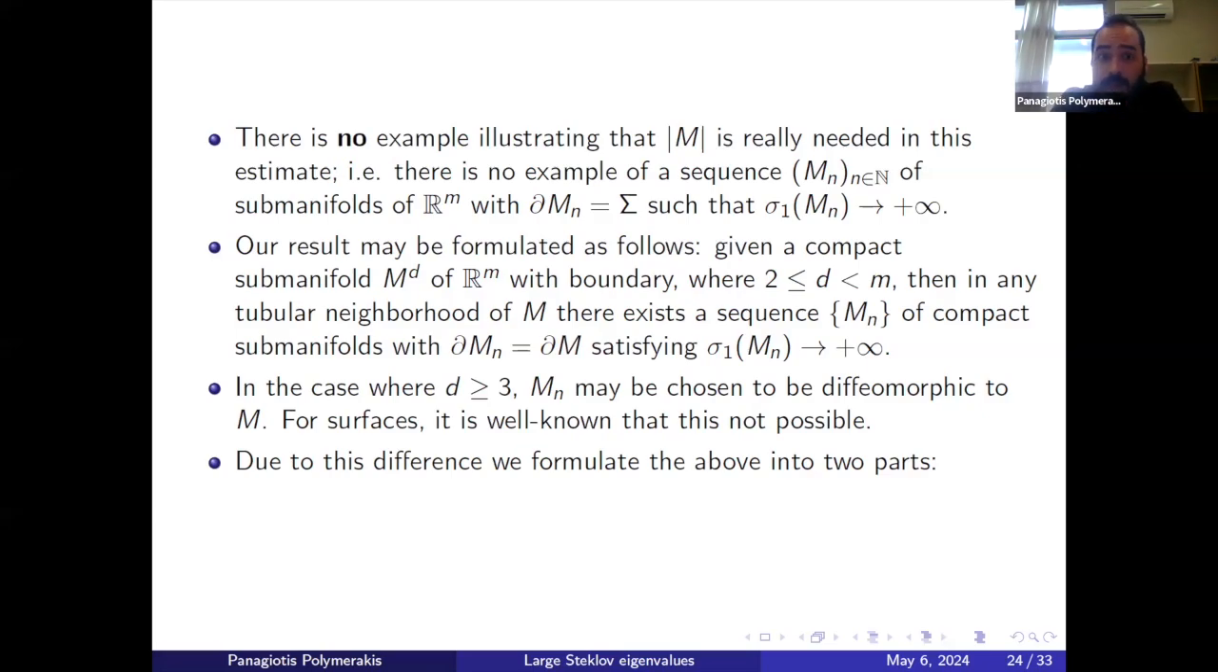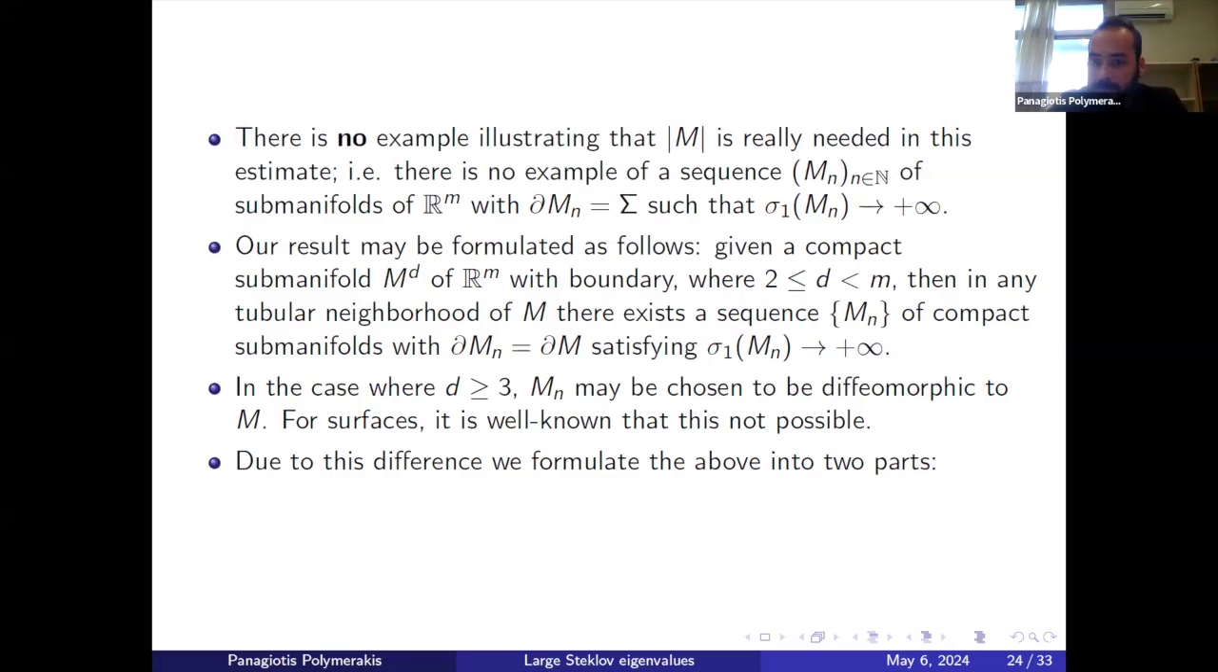In any other case, in any tubular neighborhood of our submanifold, there is a sequence of compact submanifolds with the same boundary and arbitrarily large first non-zero Steklov eigenvalue. And in addition, if our submanifold is of dimension at least 3, then these submanifolds may be chosen to be diffeomorphic. And of course, in the case of surfaces, this is not possible since we have a sequence of surfaces with fixed boundary length and sigma 1 going to infinity, then the Euler characteristic of these surfaces must go to minus infinity, so they cannot be diffeomorphic.